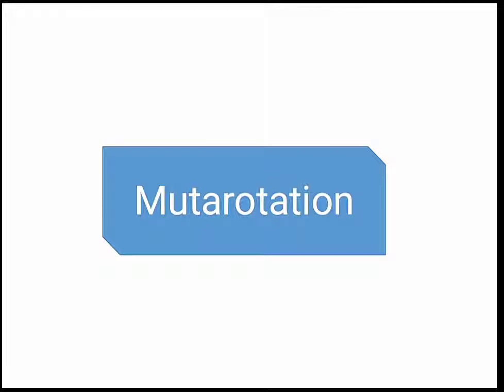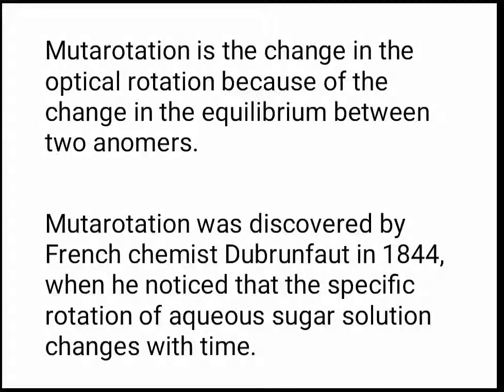Now this is a very important concept, mutarotation. Mutarotation is the change in the optical rotation because of the change in the equilibrium between two anomers. Mutarotation was first discovered by French chemist Dubrunfaut in 1844 when he noticed that the specific rotation of aqueous sugar solution changes with time.